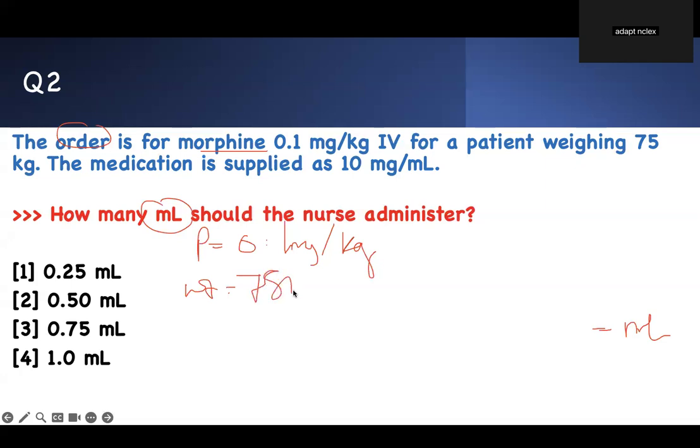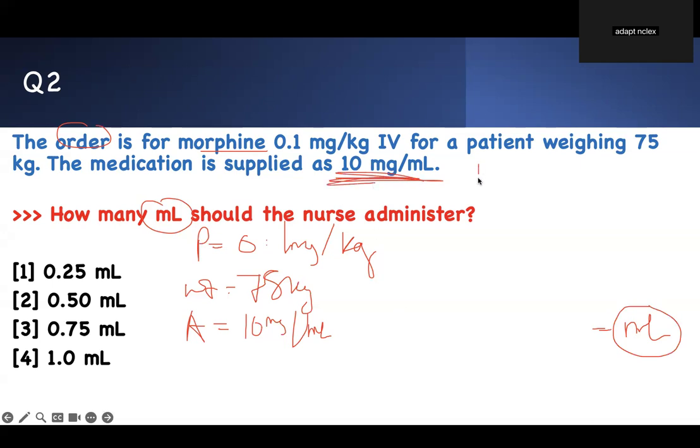75 kilos. The medication is supplied, and now they've given you how much is available: 10 milligram per ml. That means every ml, there is 10 milligram in the medication. You have to give me the ml that will be administered to the patient. That means for every kilo of the patient, you have to give them 0.1 milligram. The patient weighs 75 kilos. The medication came in with 10 milligram per ml. So convert this dose into ml. The key is because I need ml, the available, I have to flip it.